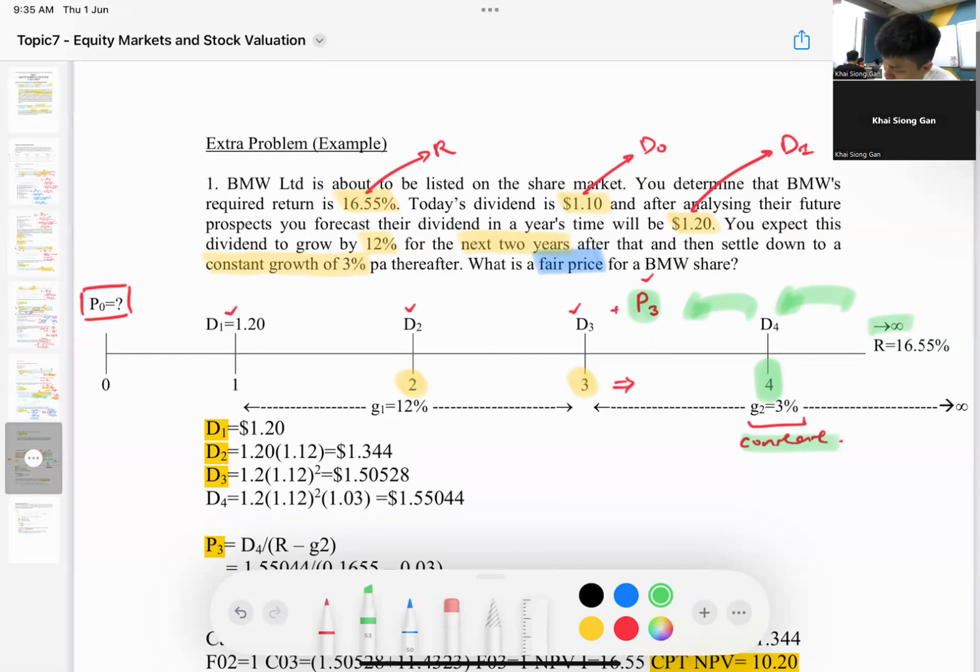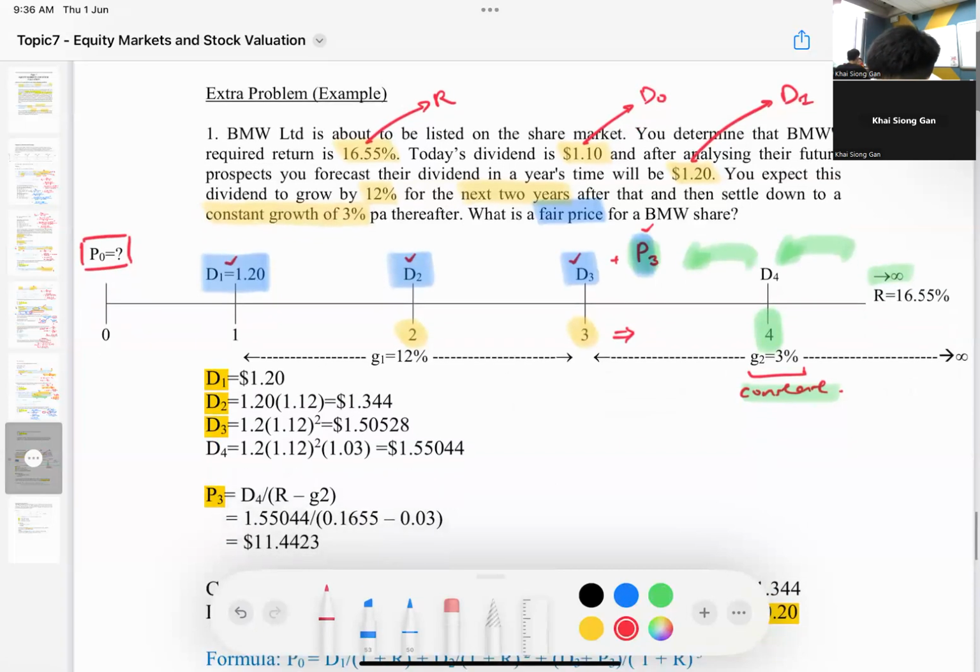Okay, so therefore, what are we calculating? How much info do I need? I need D1, D2, D3, and this P3 to calculate my present value. So try and do that. Okay, we do step by step. D1 I already got. I put 1.2. D2, use D1 times 1 plus G. So 1.2 bracket 1 plus G. G is 12%. Okay, initially 12% first.